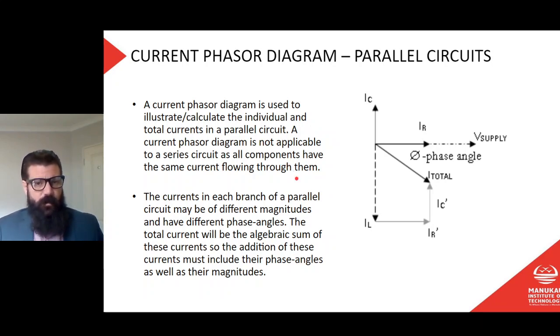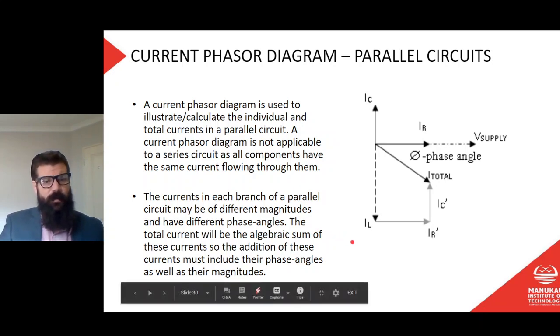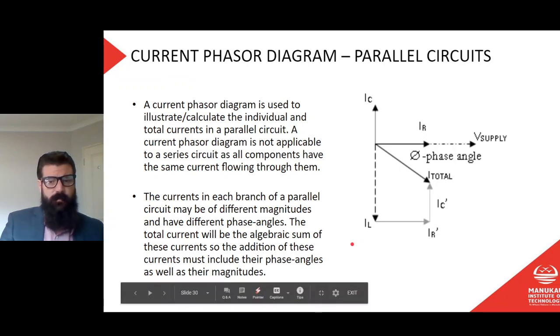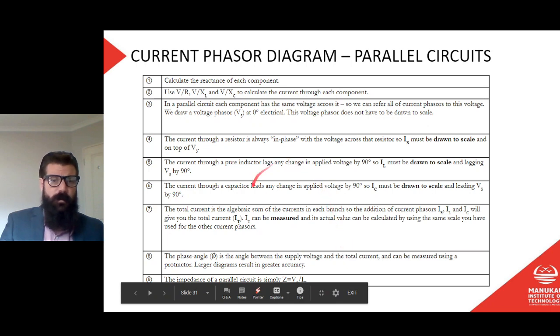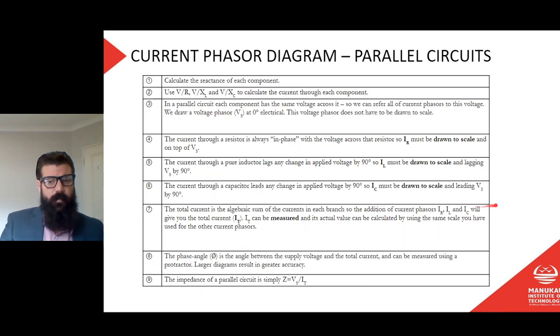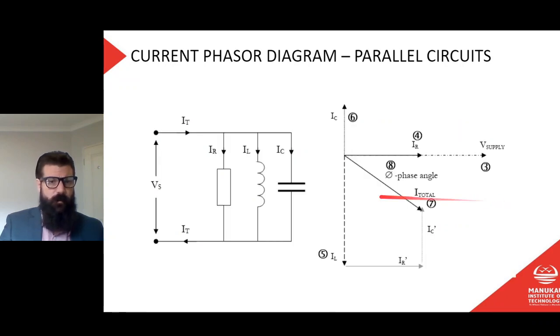A current phasor diagram is not applicable to a series circuit, as all the components have the same current flowing through them. The currents in each branch of a parallel circuit may be of different magnitudes and have different phase angles. The total current will be the algebraic sum of these currents, so the addition of these currents must include their phase angles as well as their magnitudes. And again, I'll let you guys read that. You can pause the video and have a read of that. I'll give it a second and move on.